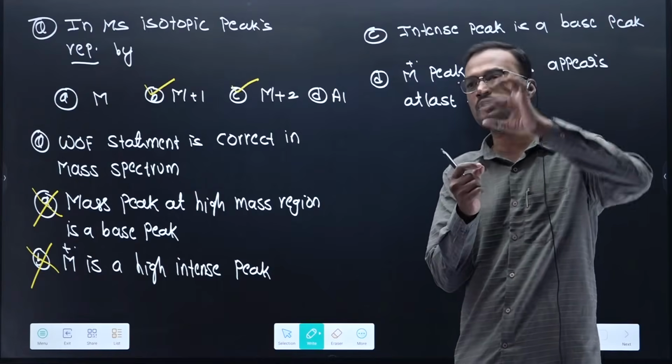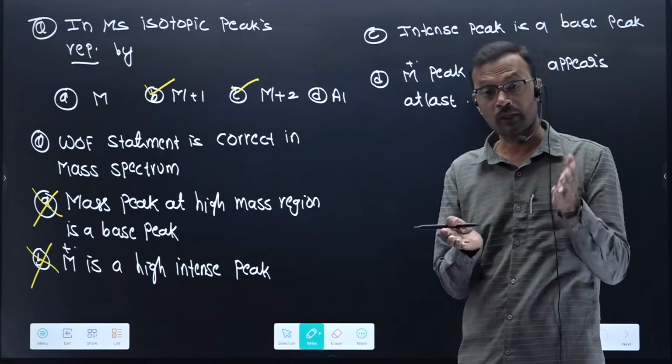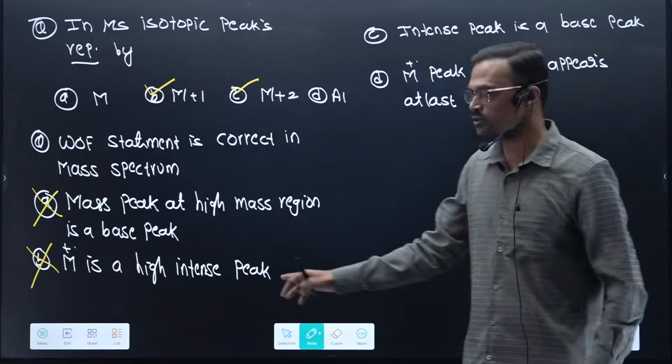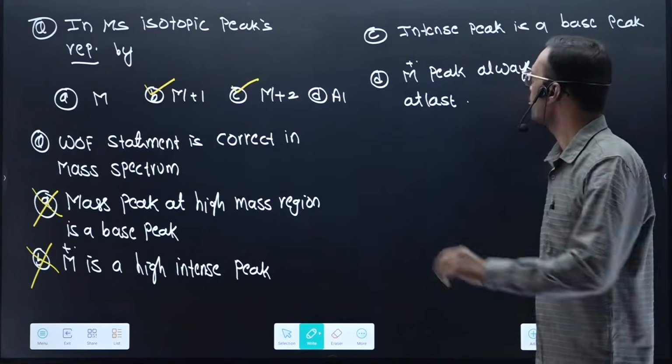Intense means more stable. Every time molecular ion is more stable? No. Sometimes daughter may be more stable than molecular ion. This statement is wrong. Try to understand this statement. That's why try to listen clearly.